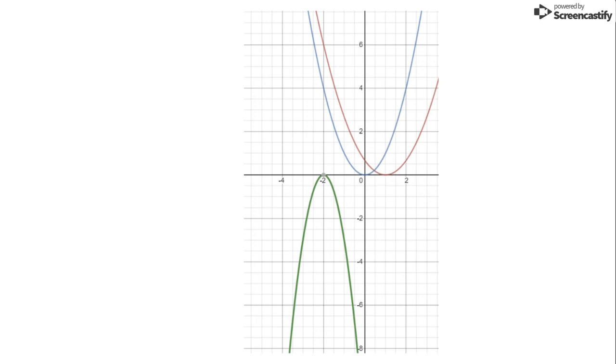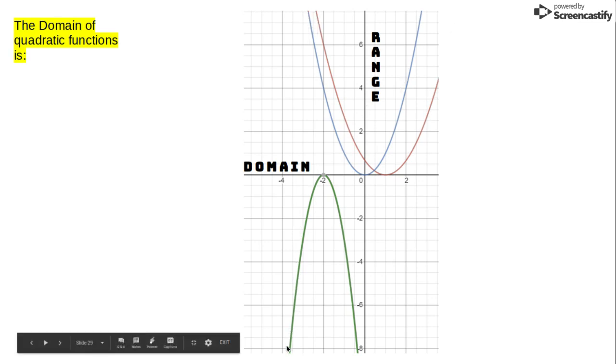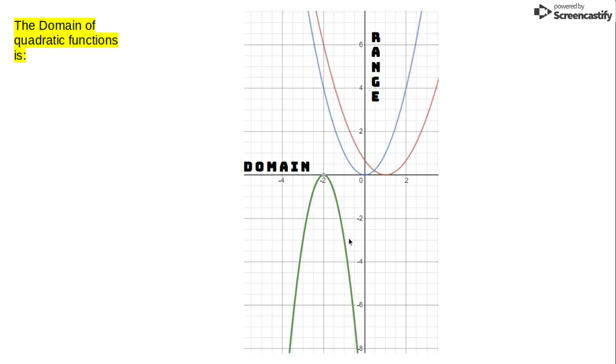If we look at all of these together, we can again talk about the domain and the range of these functions, these quadratics. And what we will notice is that the domain is all real numbers because they all go forever to the left and they all go forever to the right because they're tilting in that direction. They're not straight lines up and down. They tilt, they go to the left and they go to the right.